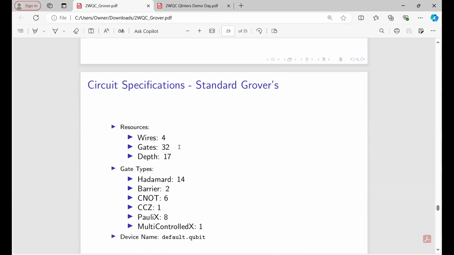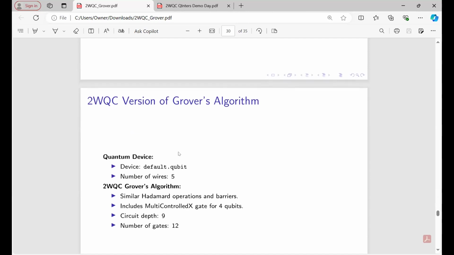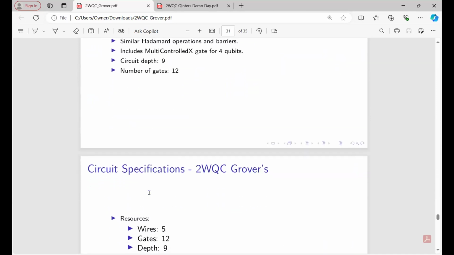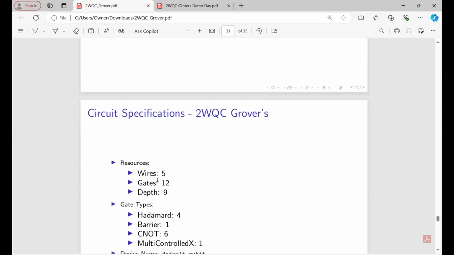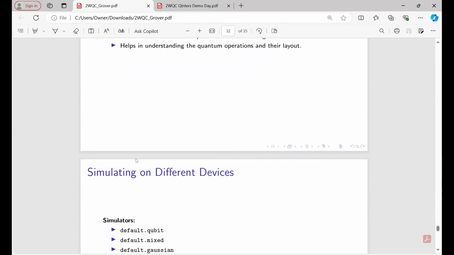Here's just a more in-depth version of that, which each of the gates were, and again, the default qubit. For two-way quantum computing, we found that we had a circuit depth of 9, and the maximum number of gates was 12. 5 wires again. And here's just a more detailed version of that. And in order to visualize the standard Grover circuit, we used the draw MPL function, which is able to show us what the circuit would look like in terms of a schematic.